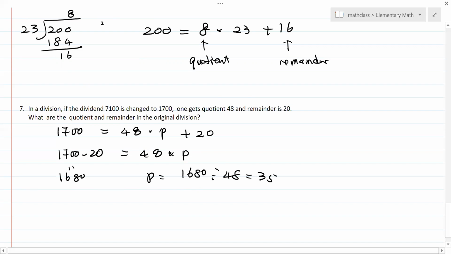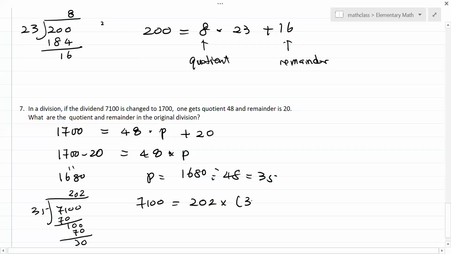Then you use 35 to divide the original number, 7,100. So what do you get? You get 2, then 35, and then 70, then 10. Sorry, you have to put a 0 here. And then you get 2 again, 70. So you get 30. So you can write the quotient as 202 times 35, and the remainder is 30. So you get those two numbers.